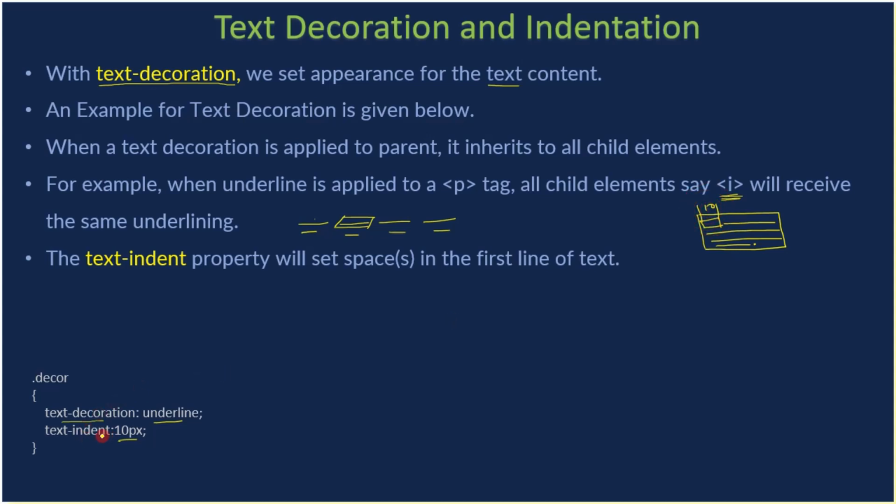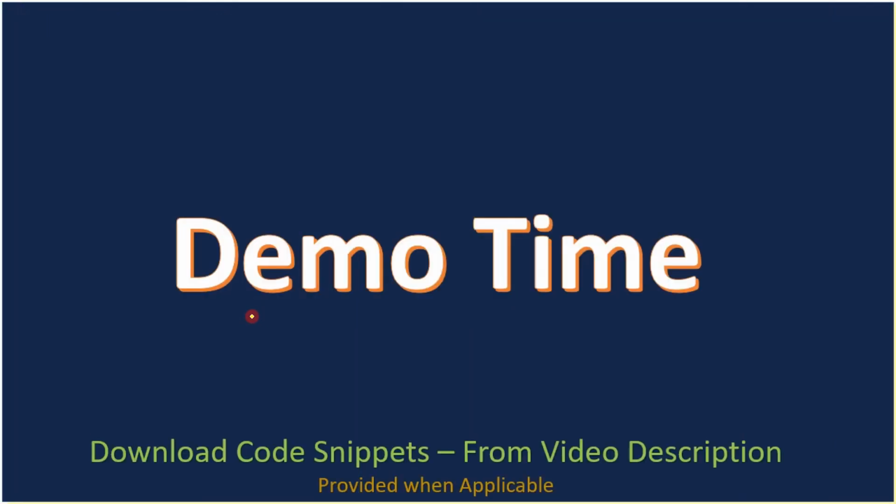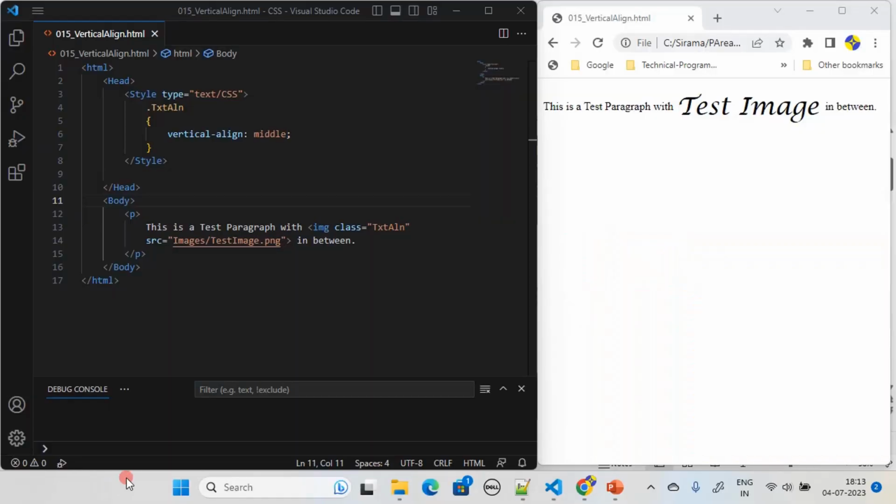So that's what text indent means. Indent can be specified in pixel, centimeter or millimeter. There are other dimensions also, but in this course we will be frequently using pixels and centimeters. Now let's go to the demo.